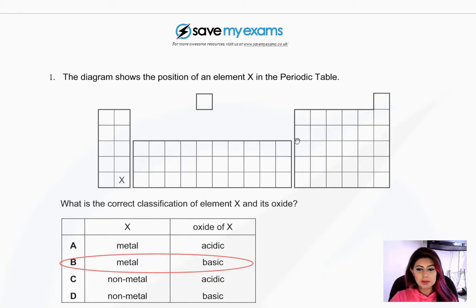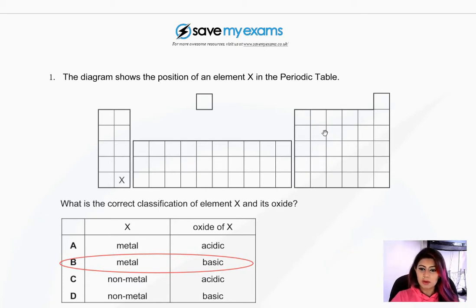So metals form basic oxides. It means if you take a metal oxide like calcium oxide, magnesium oxide, copper oxide, and you mix with water, it results in an alkaline solution. That's why we call it basic oxide.